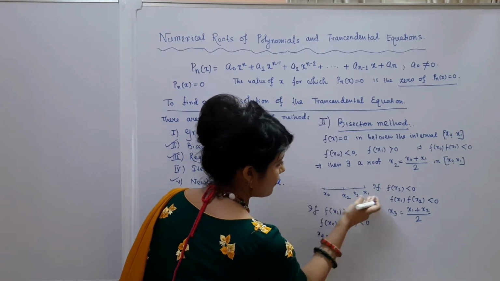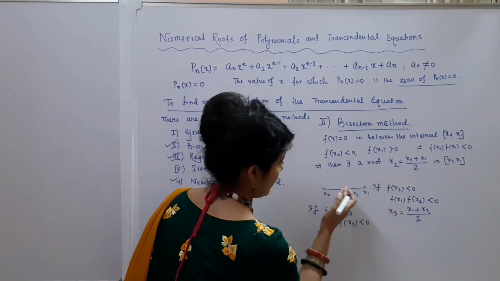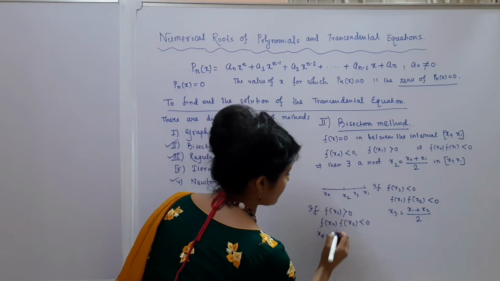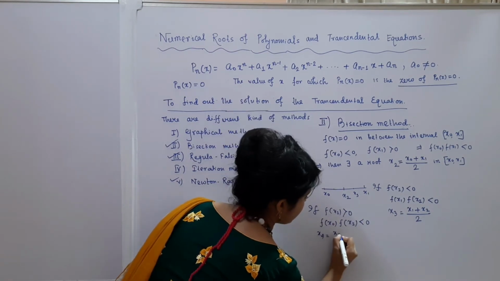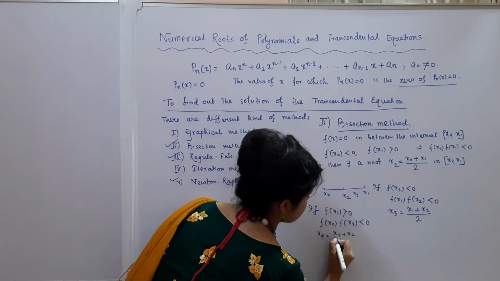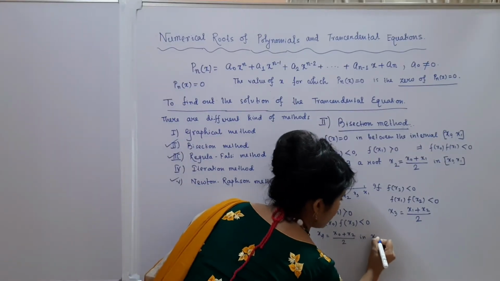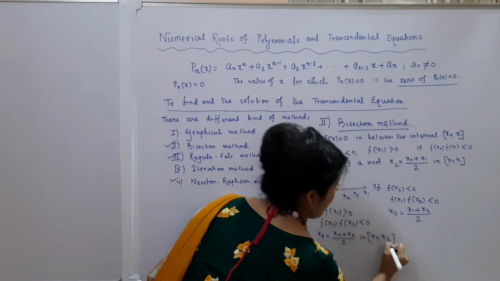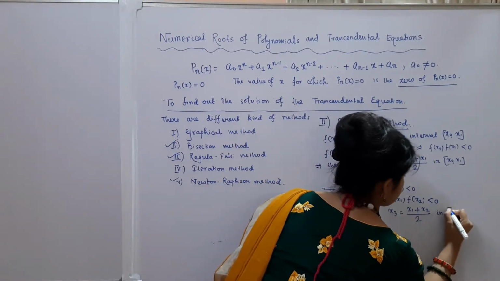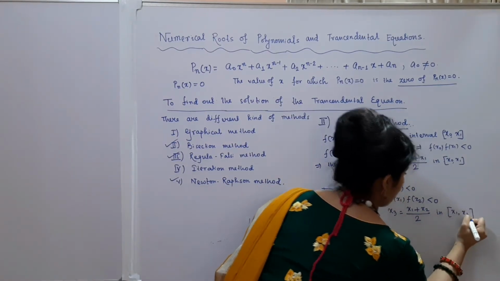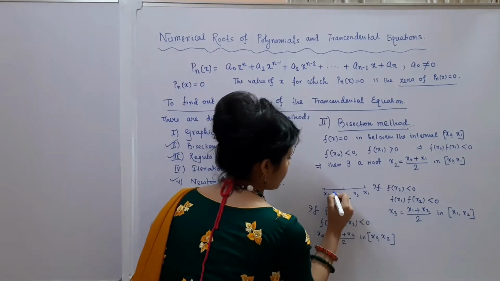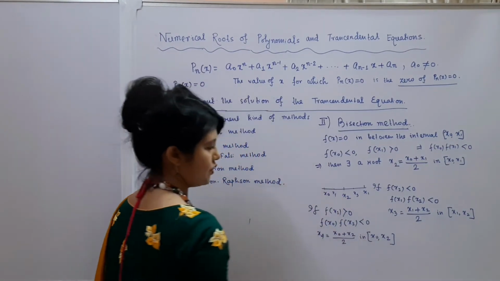I mean, if it is less than 0, so this one. If it is greater than 0, then this x4 should lie between x0 to x2, in x0 to x2. This will be in x1 to x2. Then this x4 should lie between x0 to x2.